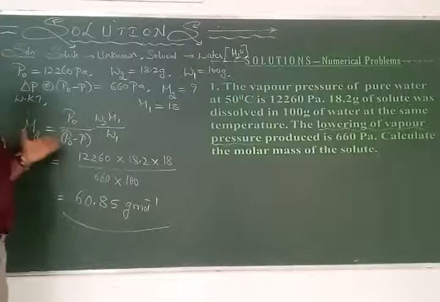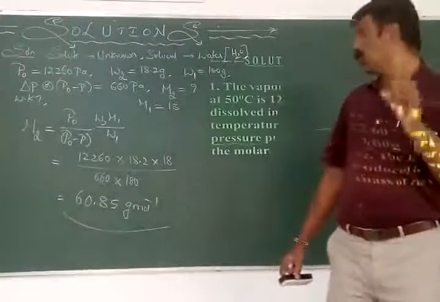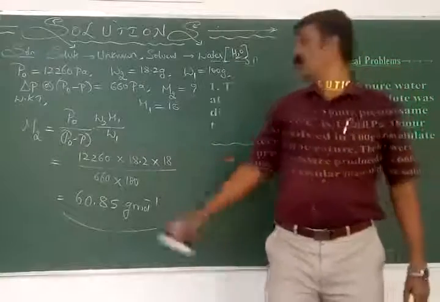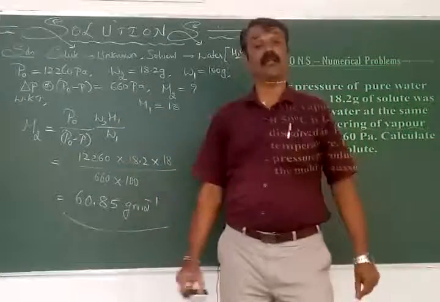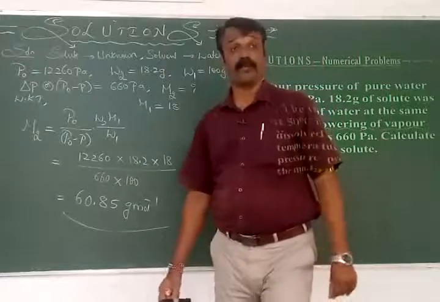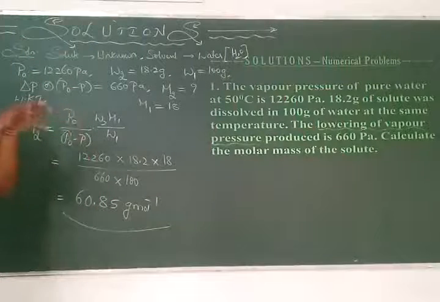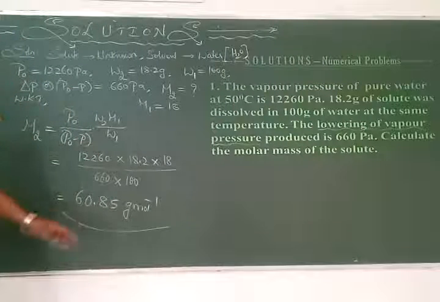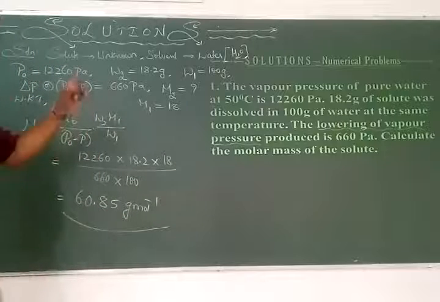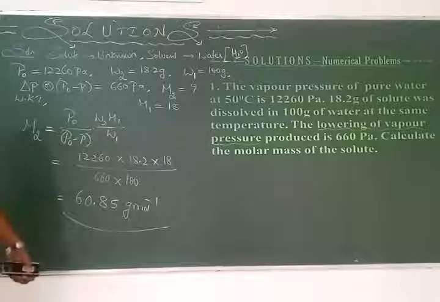And we have to know the formula. Using lowering of vapor pressure, M2 is equal to P naught divided by P naught minus P, into W2 M1 divided by W1. Just substitute and get the final answer. We get 60.85. If you put the number, it is more than sufficient. If you want to express it as a unit, it is gram per mole. So that is the first numerical based on the application of lowering of vapor pressure.